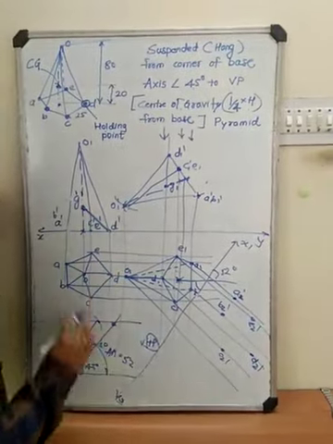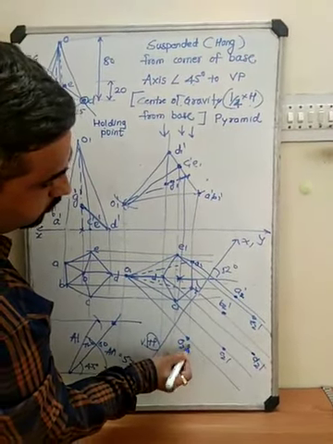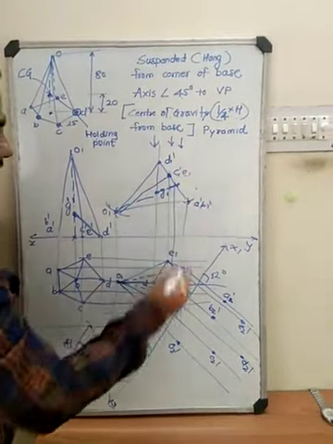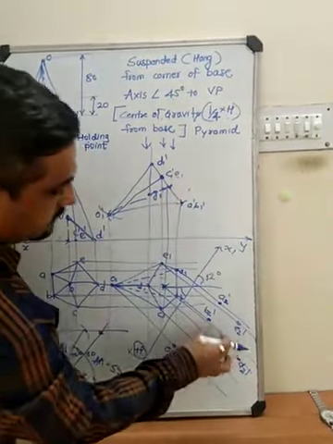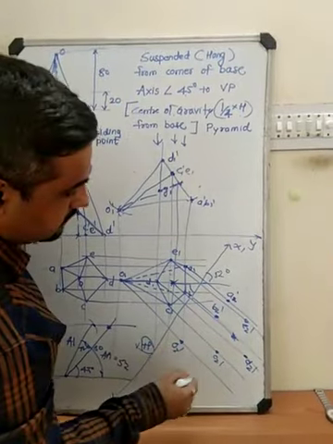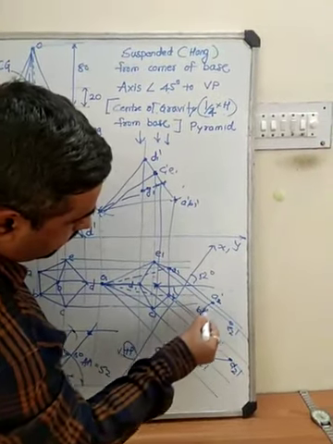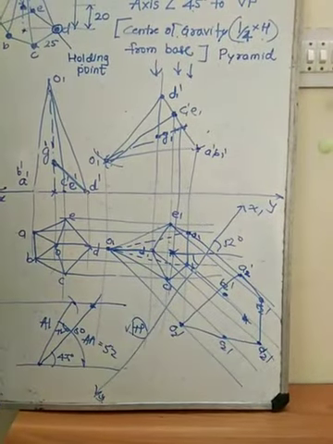And this is O2 dash. O2 dash should be here. Now you have 6 points and axis also. You can take the distance of axis also. So here is the axis. Now you have all the 6 points. Now join the boundary. Now this is the boundary.